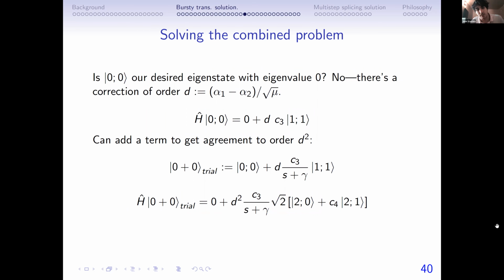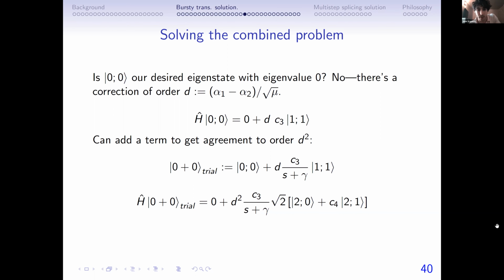So you can ask, okay, what if I glued together the steady state probability of birth death and of gene switching? Is that my new ground state? And the answer is no. You get some correction of order D, which is like the difference of the production rates. But you can adjust that a little bit to get something that's true up to order D squared. And then you can adjust that a little bit to get something that's true up to order D cubed, and so on and so on.